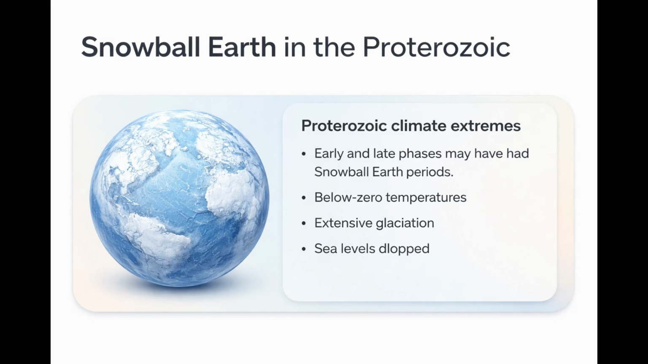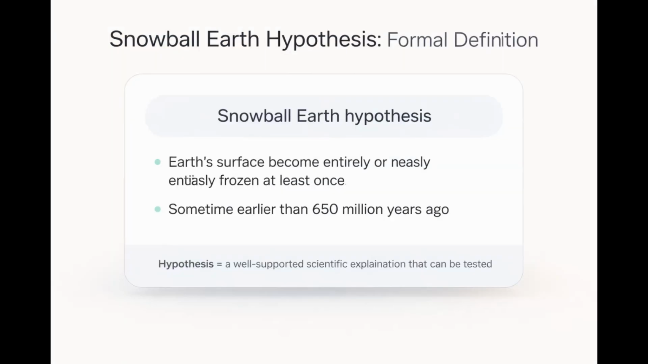The idea is that temperatures dropped below freezing on a planetary scale, ice sheets expanded extensively, and sea levels fell as water became locked up as ice. These events would have been enormous environmental filters, reshaping ecosystems and the chemistry of the oceans and atmosphere. The snowball Earth hypothesis is stated very directly. Earth's surface became entirely or nearly entirely frozen at least once, sometime earlier than about 650 million years ago.